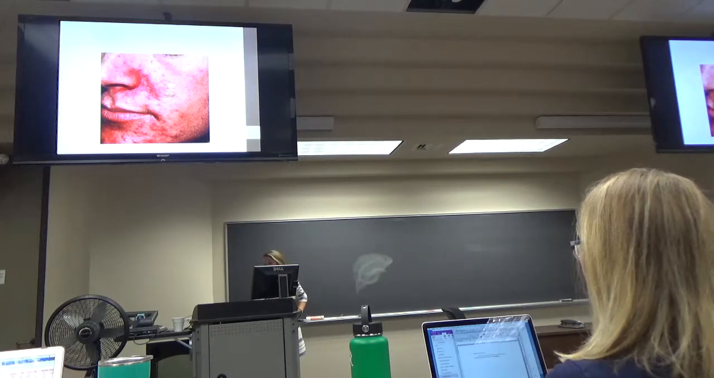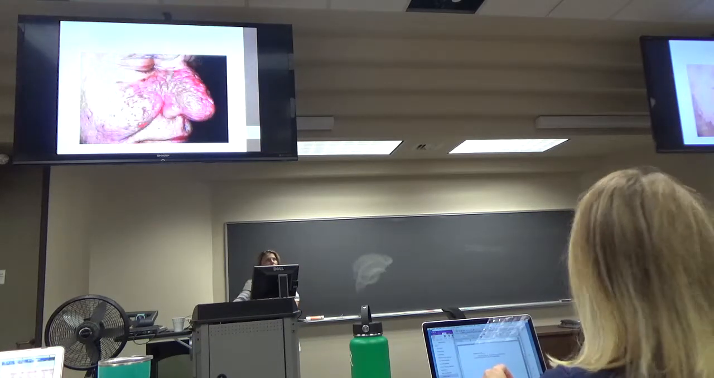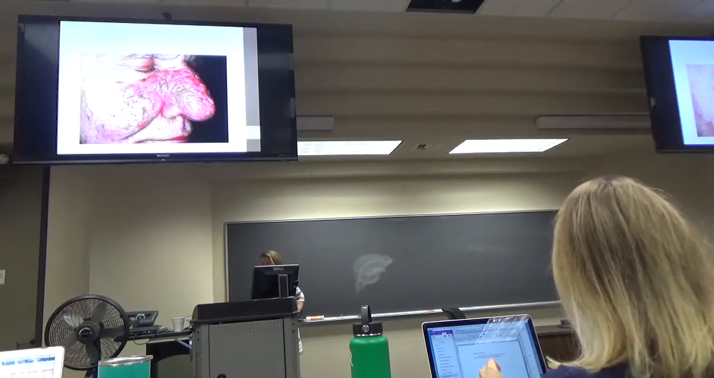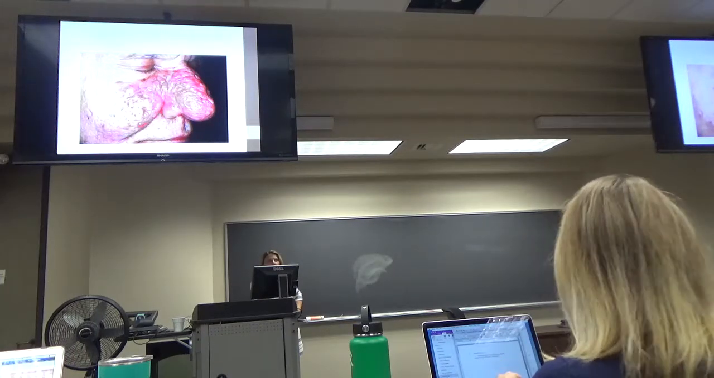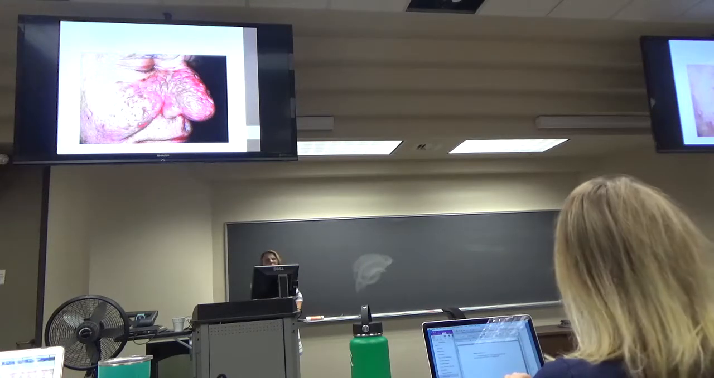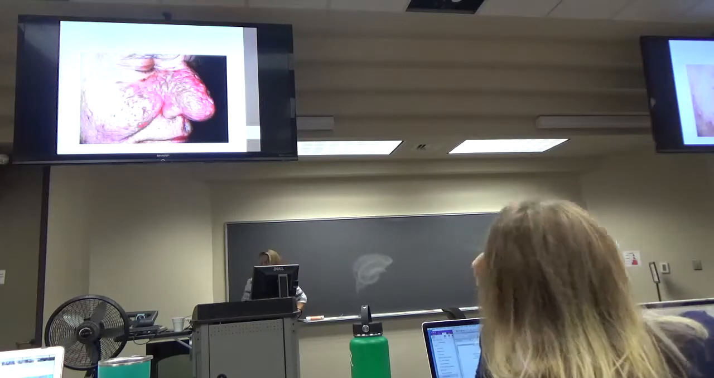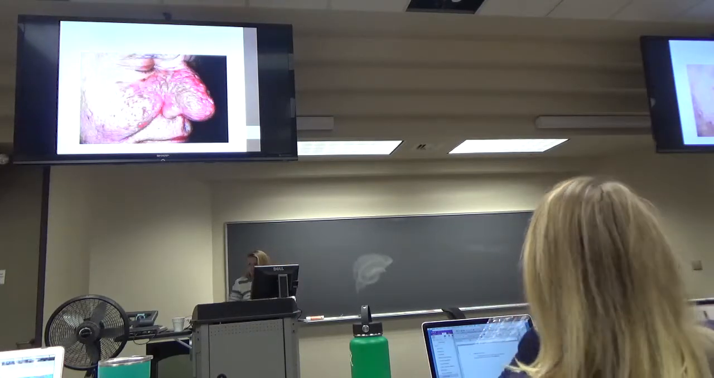For the rhinophyma, like we showed, the gentleman with the big nose, sometimes people will do loop cautery or CO2 laser to get rid of it, but it's really hard to treat. So that's surgical treatments. Not a lot of people do that or have to do that.